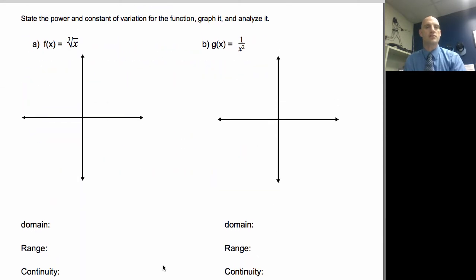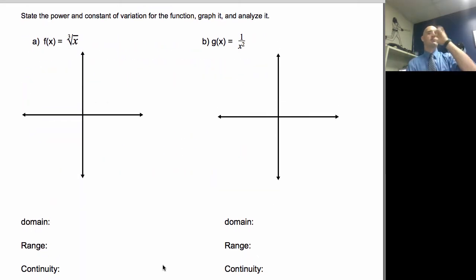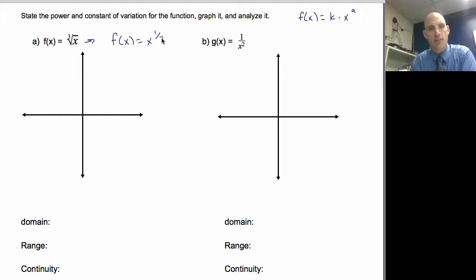And so when we start to look at these graphs, here's what we're doing. We're taking a function and we're saying, okay, is this a power function? If so, tell me the power. And when you can tell me the power, then you can start to analyze the graph. So in this case, let's rewrite, because I want it to be f of x is equal to k times x to some power. k can be 1, k could be more than 1, but at the very least we need to be able to write it as x to a power. Well, in this case, f of x is equal to x to the 1/3 power.